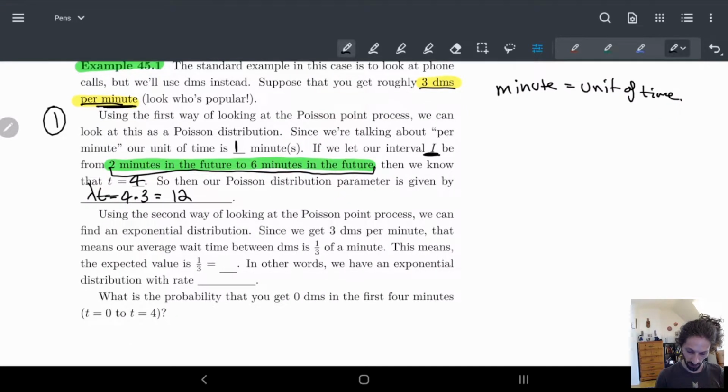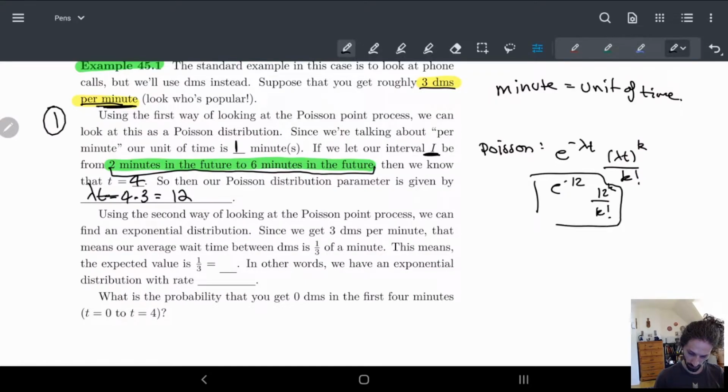So the Poisson distribution, if you remember, is e to the minus lambda t, times lambda t to the k, over k factorial. Normally we have mu's instead of lambda t, but here we have lambda t. So here we would have e to the minus 12, times 12 to the k, over k factorial. So this is our Poisson distribution.